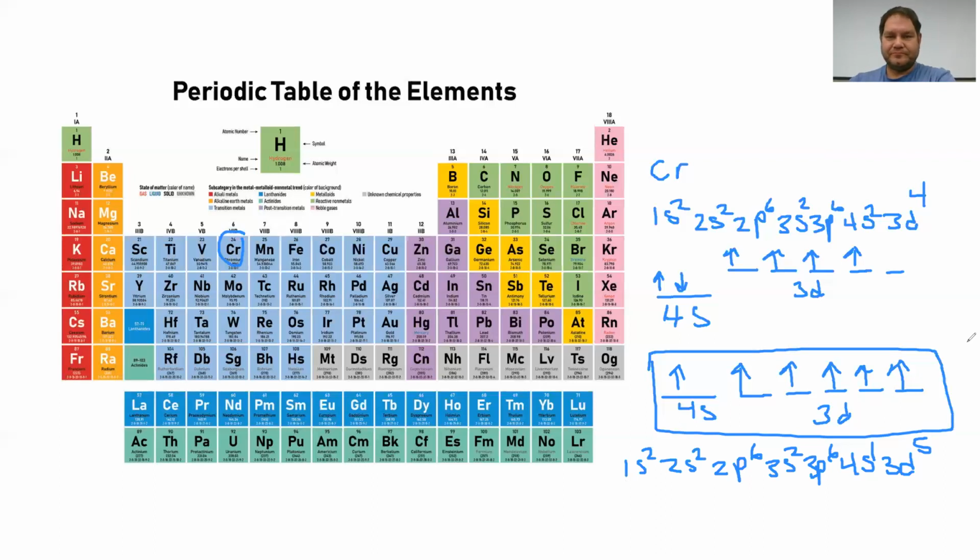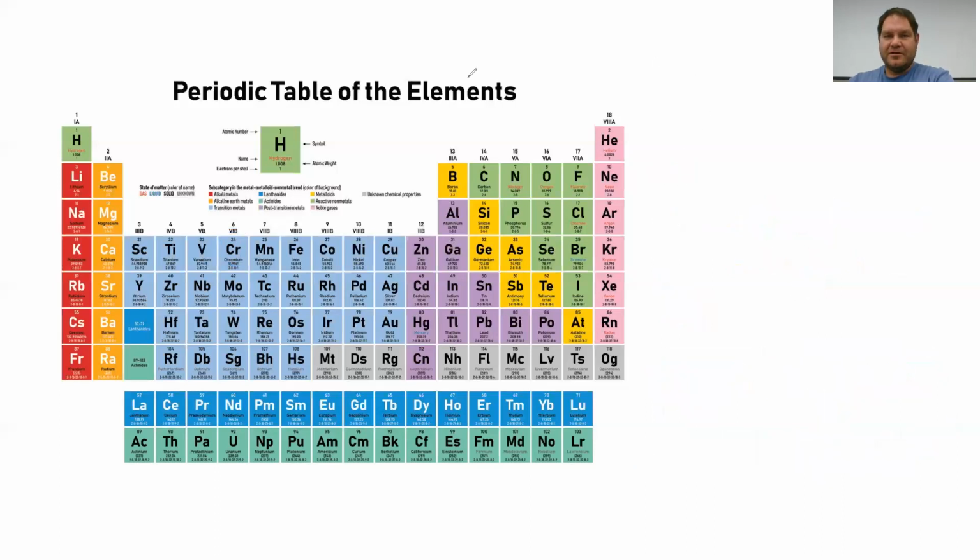Again, I'm not going to go into all the specific details of why that is. It has something to do with, again, we want to put electrons in the lowest energy state possible. And in this case, this is the lowest energy configuration for chromium.